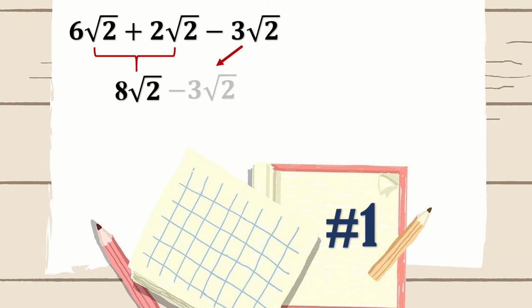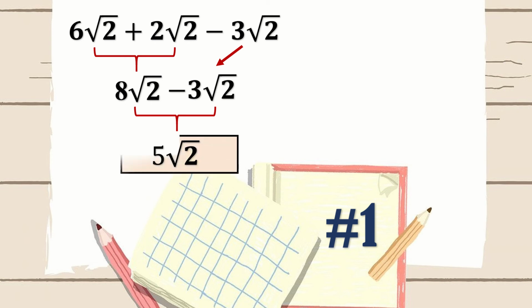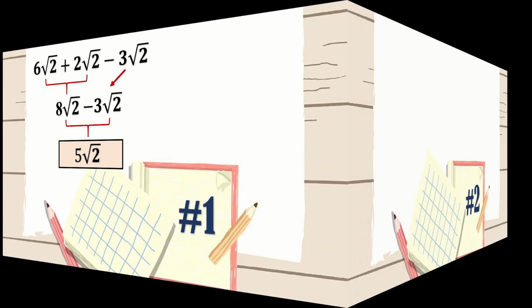Then, let's subtract 3 square root of 2. Again, since they have the same radicand, which is square root of 2, let's subtract. 8 square root of 2 minus 3 square root of 2, that is 5 square root of 2. Since this is already simplified, it would be the final answer, 5 square root of 2.